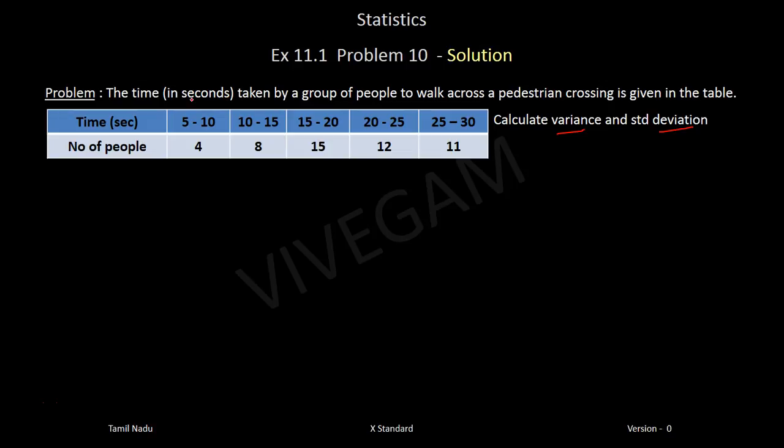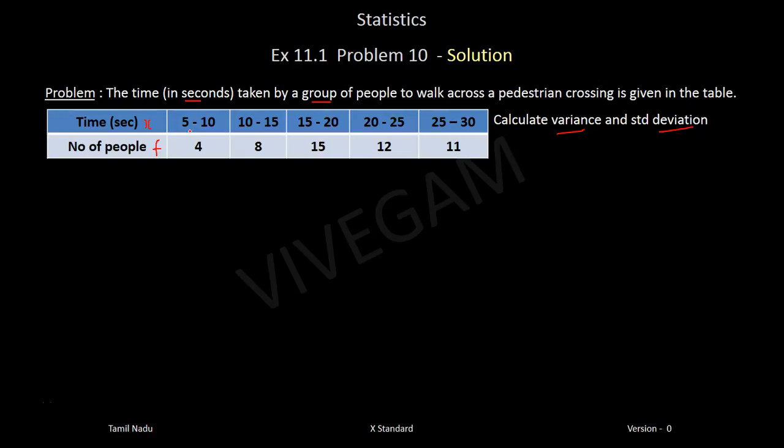The time in seconds taken by a group of people is given in this table. The number of people is the frequency, because wherever there is a number involved, that becomes a frequency, and the other one is basically the x value, the time in seconds. The only difference here is, earlier we were given specific values like 10, 7, 4, 3, etc.